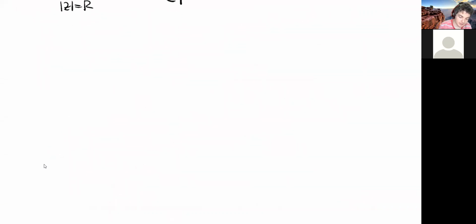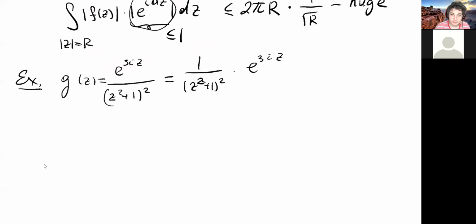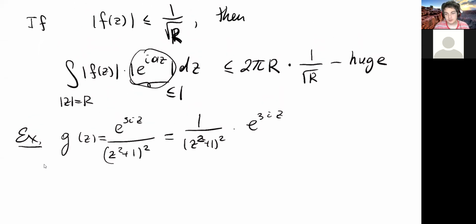So let me give you an example. Let's discuss the same function again, the function from the previous example: e to the 3iz divided by z squared plus 1 squared. Okay, that's actually bad notation. Let me temporarily call it g of z. So g of z is equal to 1 over z squared plus 1 squared times e to the 3iz. So first of all, what is our f? Our f is everything except for the exponential. So now our f is this. Now, back to your question.